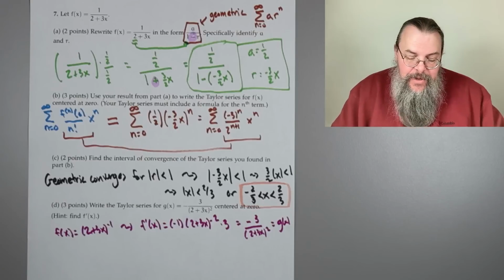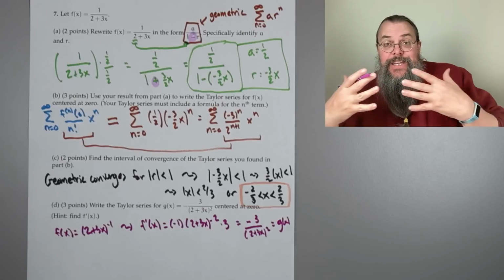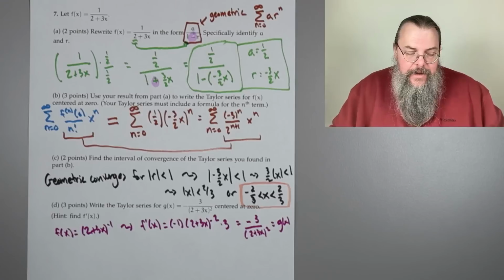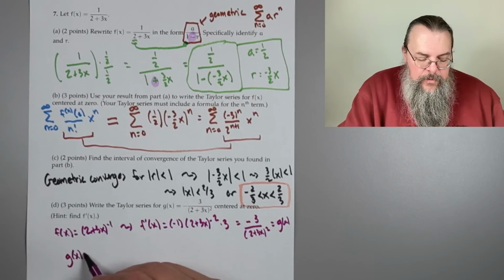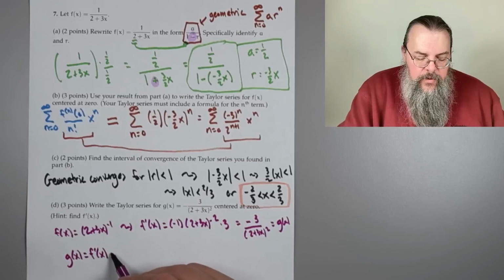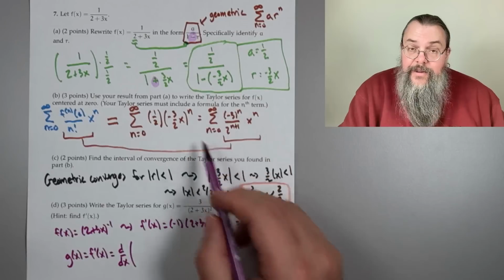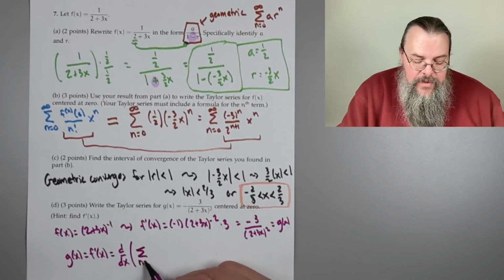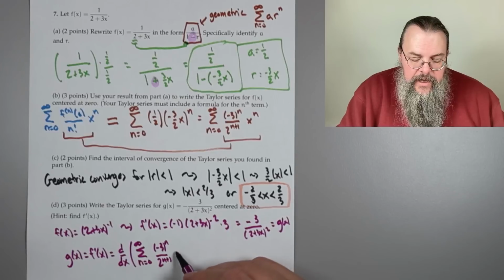So what's the punchline here? Well, the punchline is if we have f, we can get g. So g of x, which is f prime of x. Okay, well, that's the derivative. We know what f prime of x is. It's our series we found in part B. So that's the derivative of the sum, 0 to infinity, (minus 3) to the n over 2 to the n plus 1, x to the n.